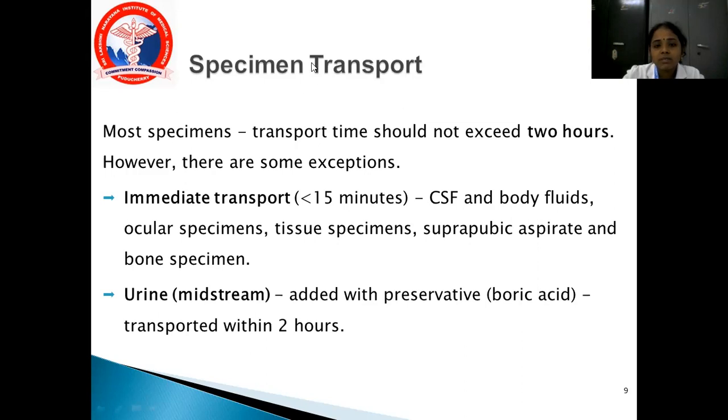If there is a delay after collecting the sample, you should transport the specimen in transport media. For delicate organisms that will be seen in CSF, body fluids, ocular specimen, tissue specimen, suprapubic aspiration and bone marrow, immediate transport should be done in less than 15 minutes. Urine should be processed within 2 hours. If there is a delay, you should add the preservative, boric acid, and later refrigerate.